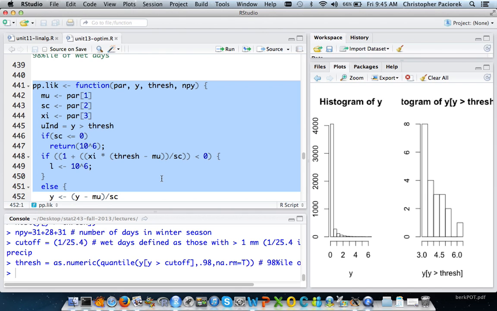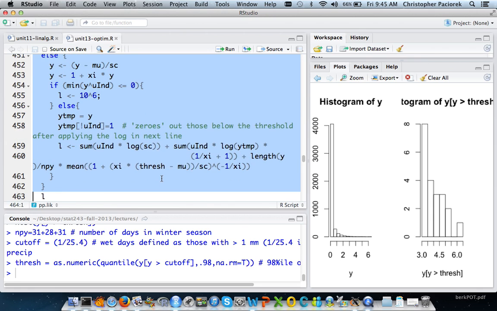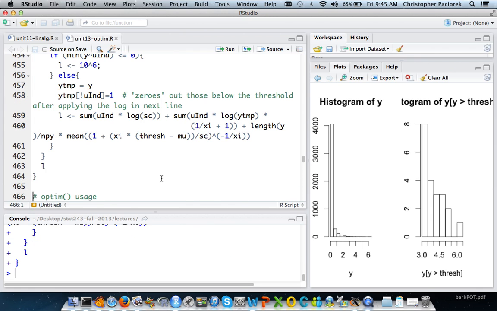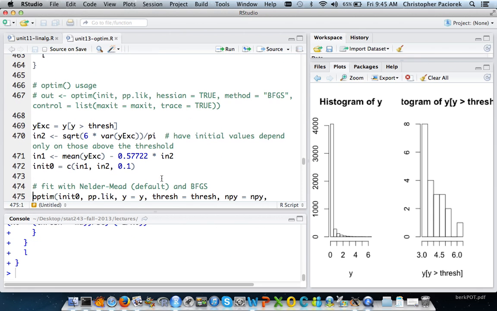And then I write out what the log likelihood function is. Okay, so that's the first thing I need. And now I'm going to use Optim to try and find my parameter estimates. So what do I need for Optim? Well, I need to give it a vector of initial values in the same order as the values that are going to be used in that likelihood function we just saw. And I need to give it an R function, in this case that pp.like function that actually evaluates the likelihood.